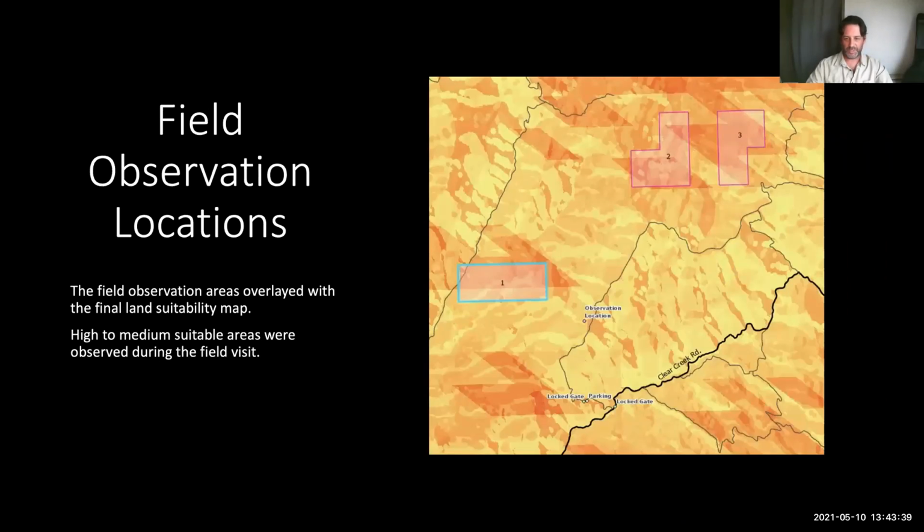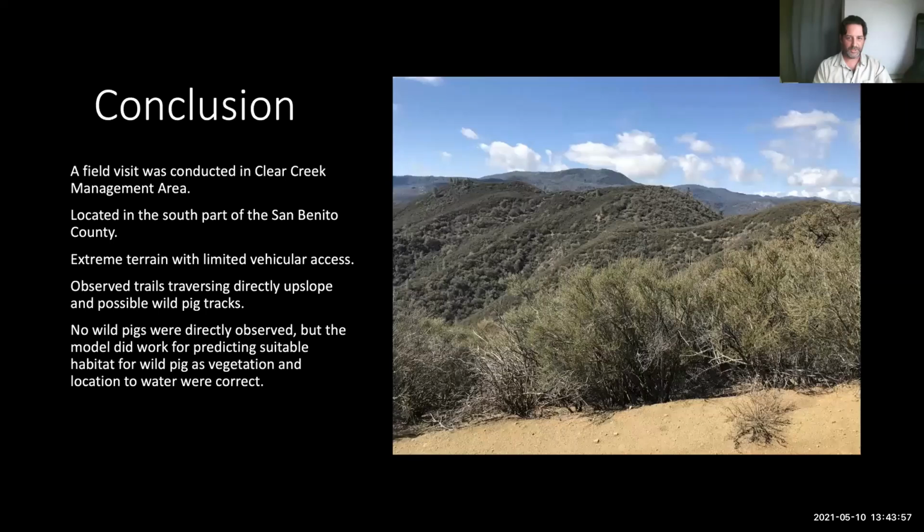My son and I went down, and the gates were locked. So it was going to be a 4-mile hike up extreme terrain to get to sites 3 and 2. I was planning on driving to these so that it was only going to be about a mile hike in. But we observed this area. We did see some pig tracks and the trails that traverse. They go directly uphill instead of side slope, like deer.